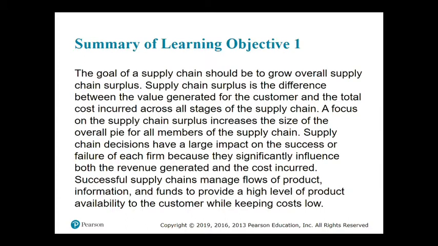And we also learned that supply chain decisions will have a large impact to determine the success and failure of each firm, because they can influence substantially the generated revenue and the cost. So in order to manage supply chains, we need to devise appropriate strategies to manage the flow of product, information, and cash.